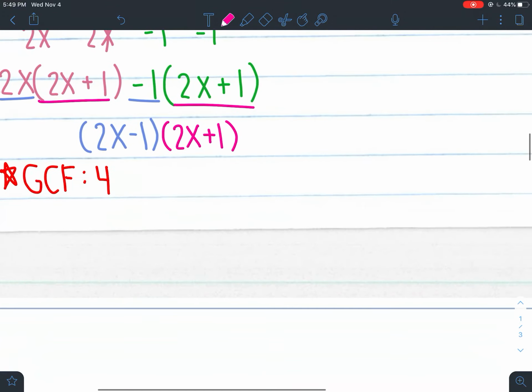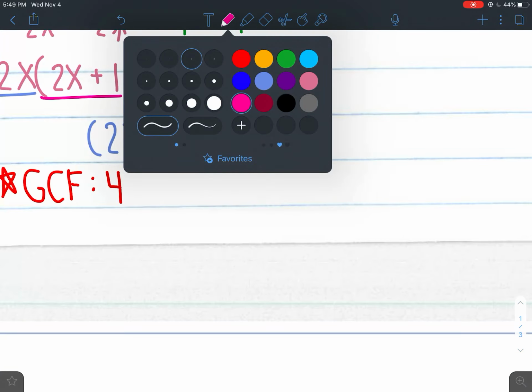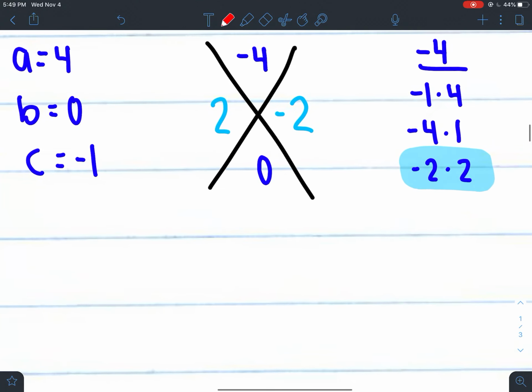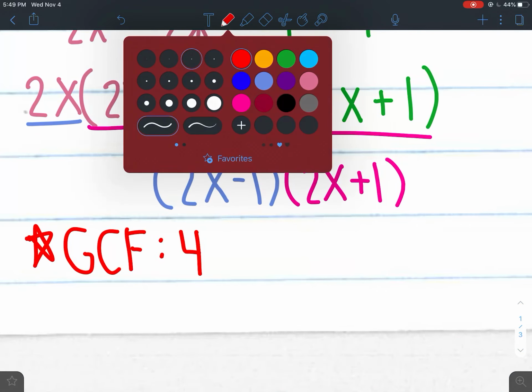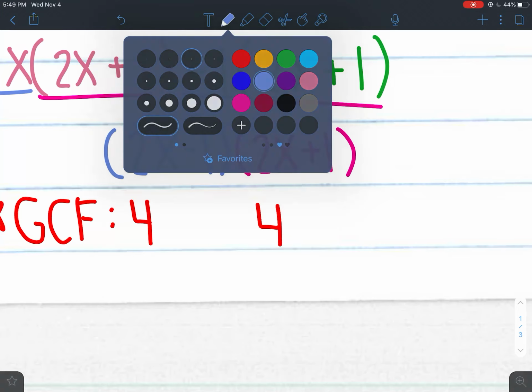The other factor is 2x plus 1. However, this is not your final answer because what else do we need? We need that 4 in the front, right? Now, I just want to bring this up again. Actually, I'll bring it up at the end. So you want that 4 in the front. So you don't want to forget that you have a greatest common factor of 4. So it's going to go on the outside of everything.